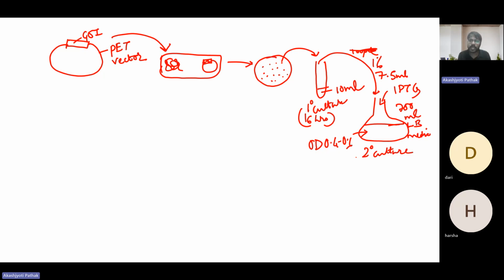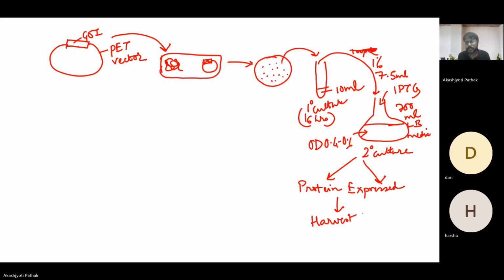Now there can be two things. Now it will express the protein. Okay, protein is expressed. So after this entire thing is done, you harvest the bacteria, which means that you centrifuge your culture and you will get the bacterial pellet. Now this bacterial pellet is sonicated. So you have to rupture the bacterial cell wall.